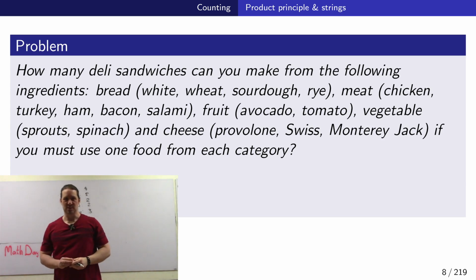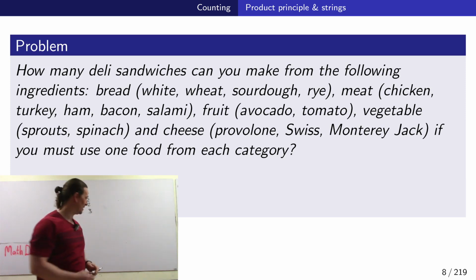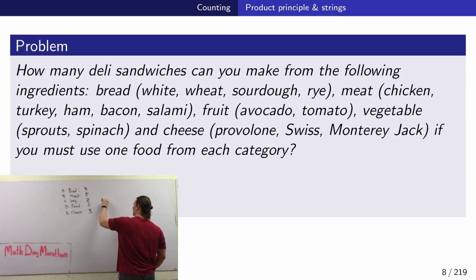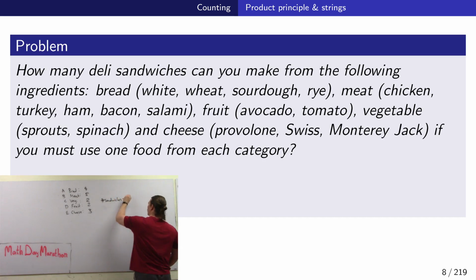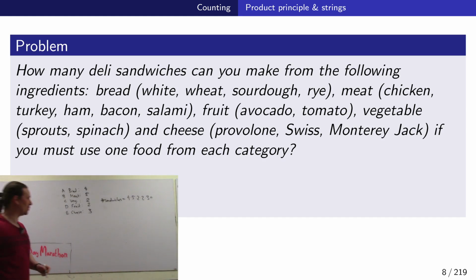What would the product principle tell us to do? How do we solve the number of sandwiches we can make here? What do we have to do? Multiply everything, exactly. We just have to multiply all these quantities. Okay, so number of sandwiches equals 4 times 5 times 2 times 2 times 3, which, and this is embarrassing, but it's 240.